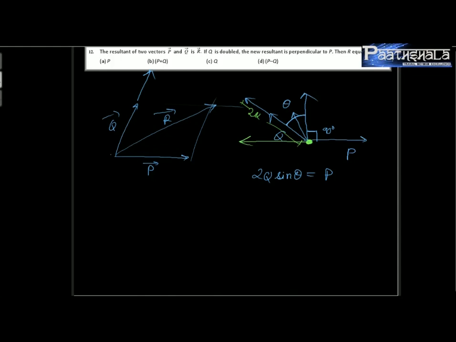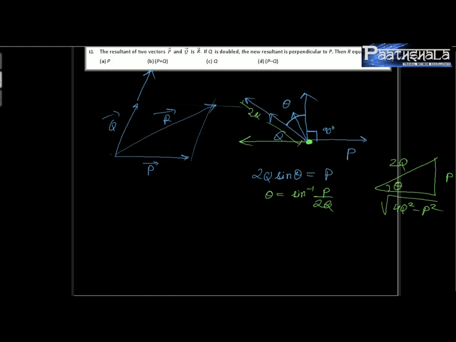Alright, so now as we know, the vector P and Q have the angle theta between them. So theta is given as sine inverse of P upon 2Q, or if we draw a triangle, then theta will be P, 2Q, and then this will be under root 4Q square minus P square will be the third side.